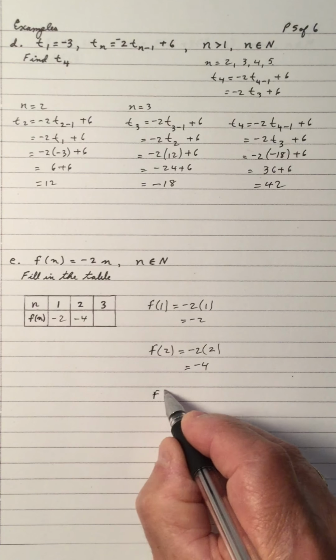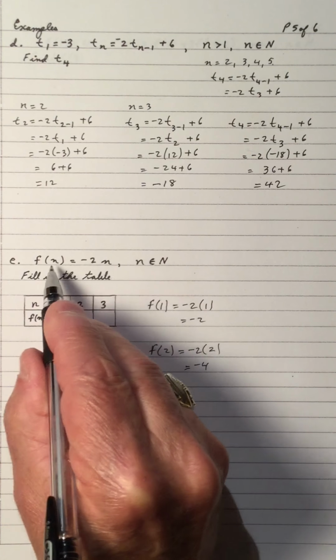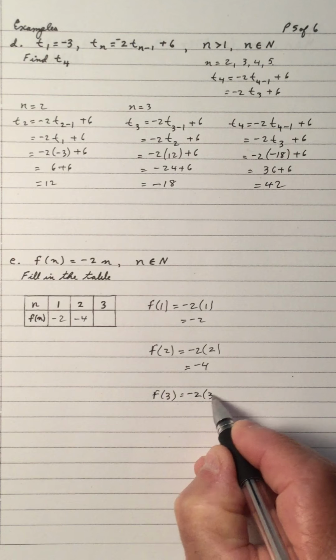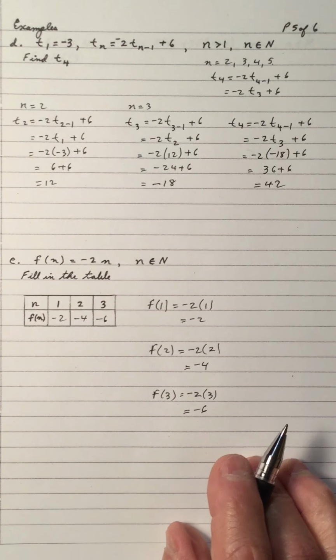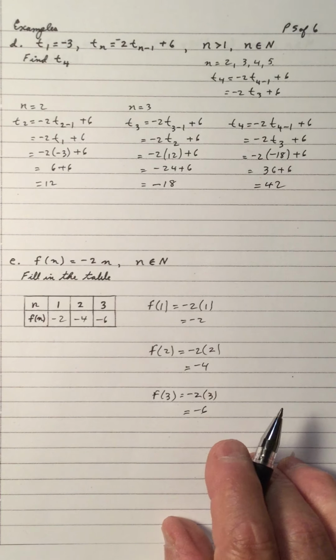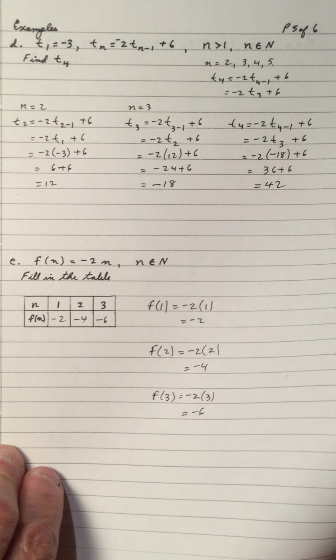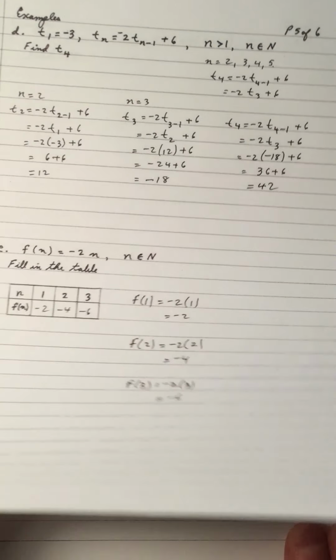And the f of 3. Again, for the f of 3, n is 3. So you put 3 here and 3 here. And that's negative 6. That's in function notation, very similar to Tn notation. And again, notice n belongs to the natural numbers. That's the domain of these sequences, natural numbers, 1, 2, 3, and so on.